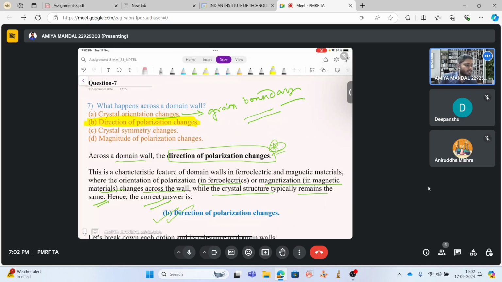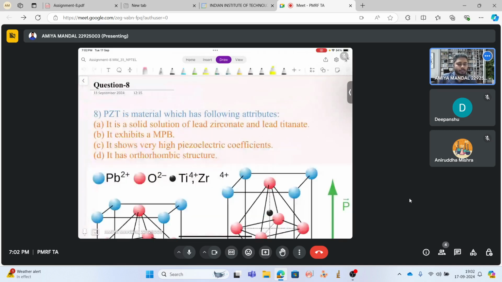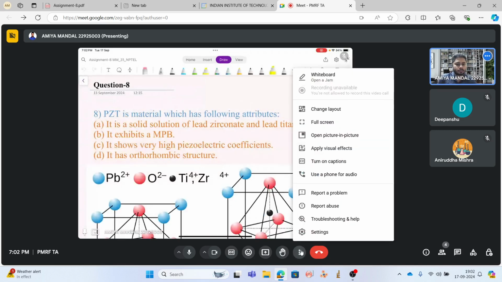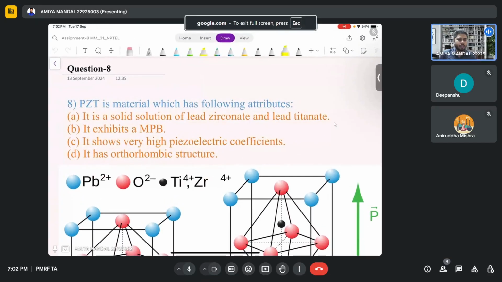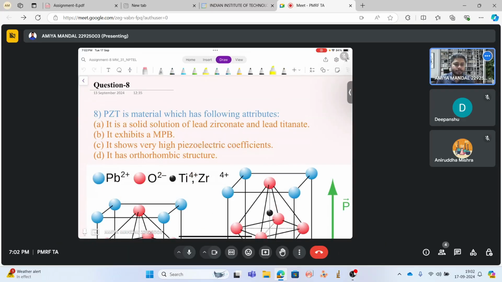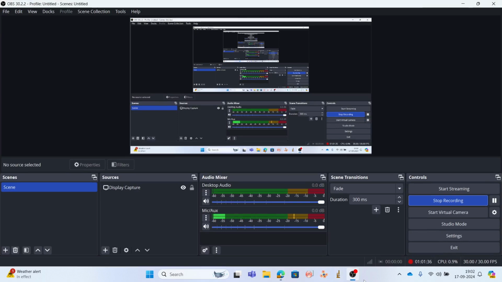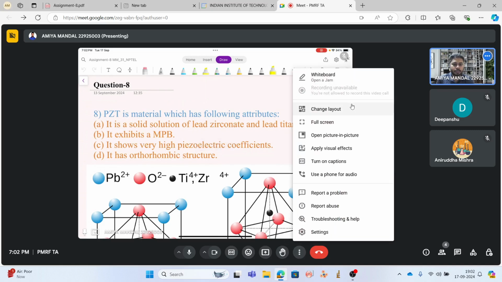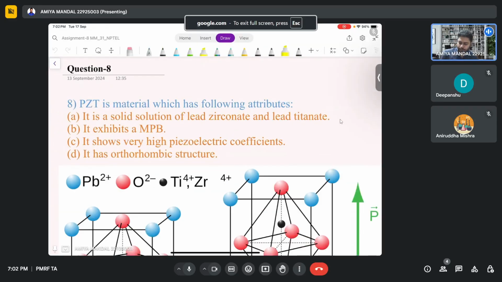Okay, before going on, just read question number 8. Question number 8 is about lead. PZT is a material which has the following attributes. What is PZT?